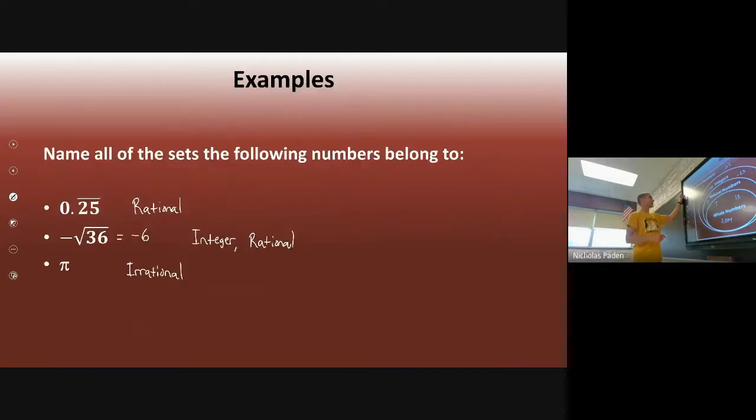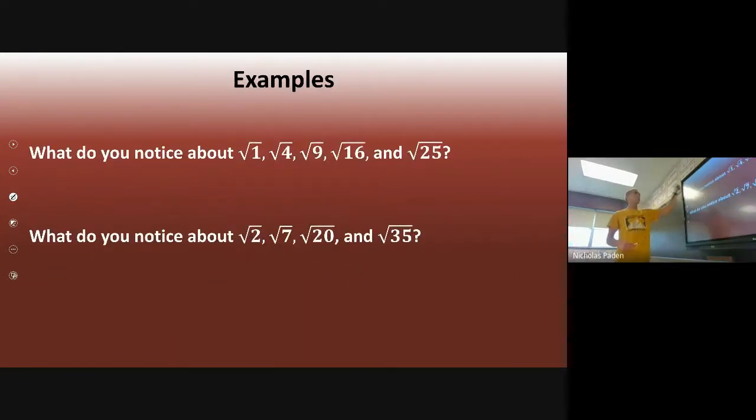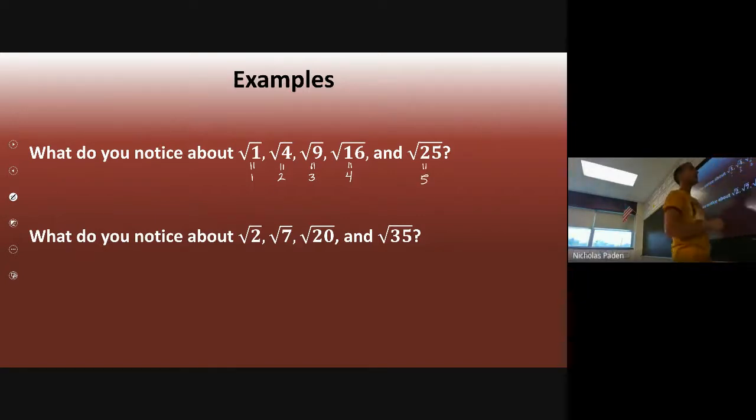So to explain what a non-perfect square is, look at these 2 problems. So the first one, what do you notice about the square root of 1, 4, 9, 16, and 25? What's the square root of 1? What number times itself equals 1? Well, that would be 1. The square root of 4, what number times itself equals 4? That would be 2. The square root of 9 is 3. 3 times 3 equals 9. The square root of 16 is 4. 4 times 4 equals 16. The square root of 25 is 5. We can continue on. But all of these numbers, we call them perfect squares.